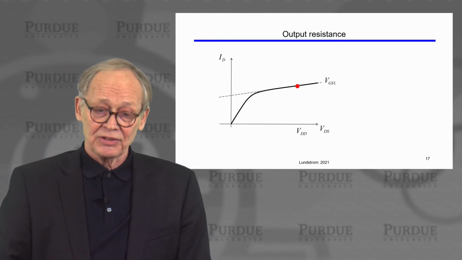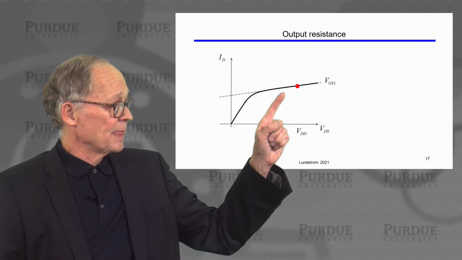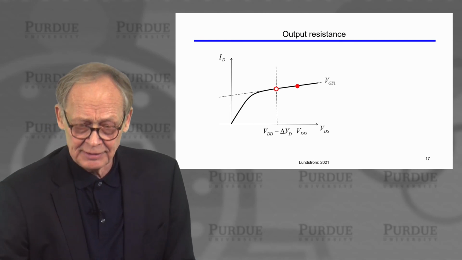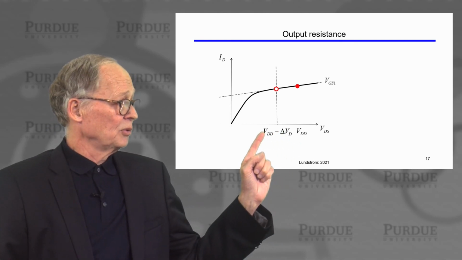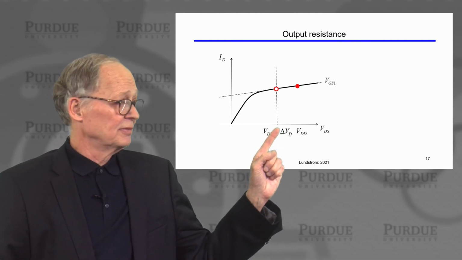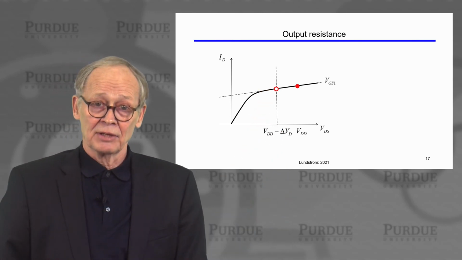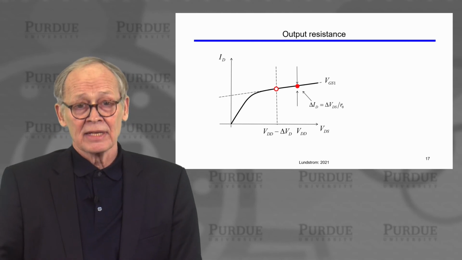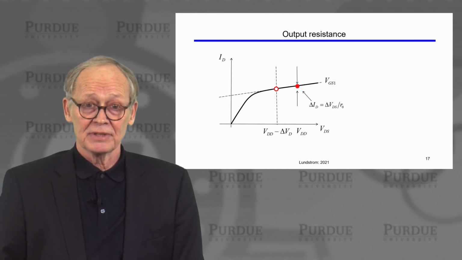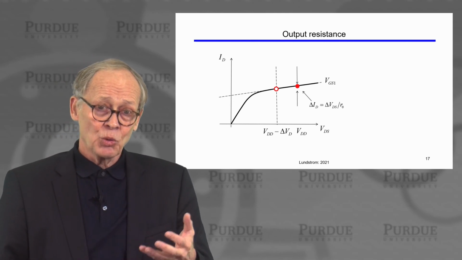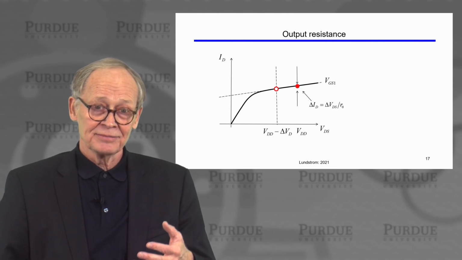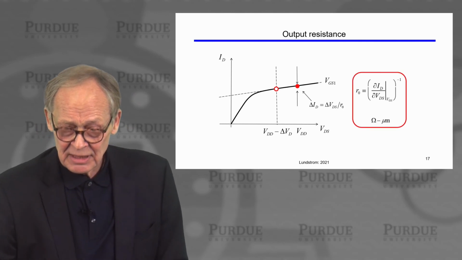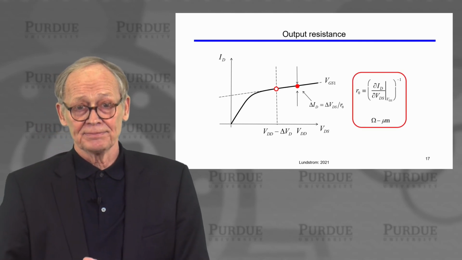Now, what's the output resistance? Well, at a fixed gate and drain voltage, I'll get a drain current. If I change the drain voltage, but don't change the gate voltage, I will in general get a different current. 1 over the slope of that line is my output resistance. The change in output voltage divided by the change in output current. So here's the mathematical definition.